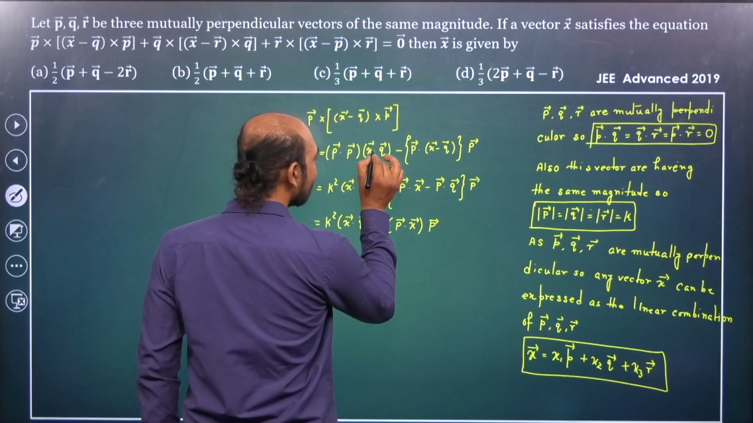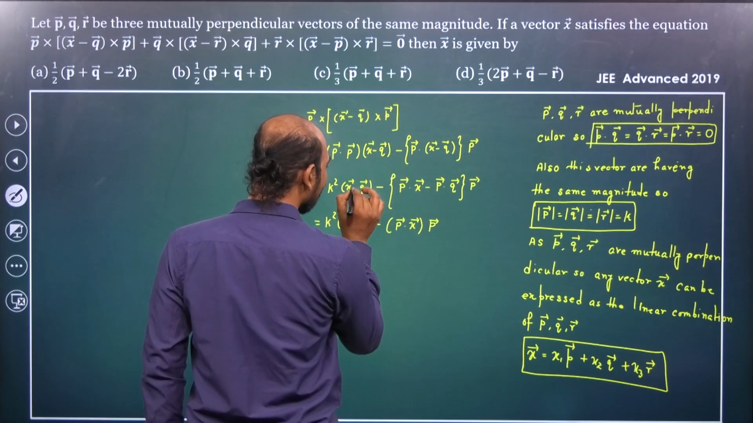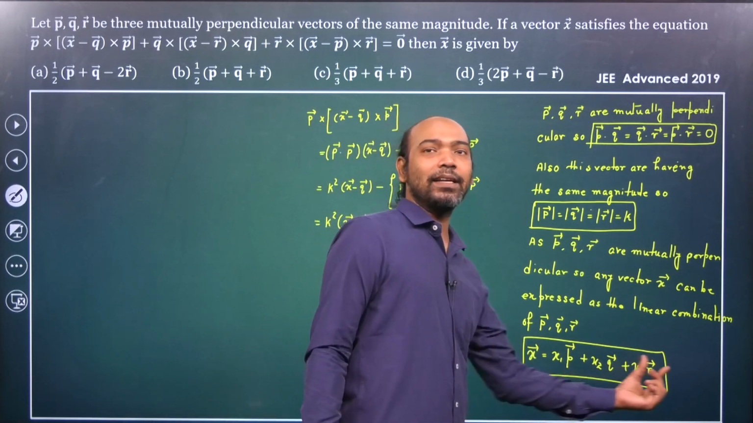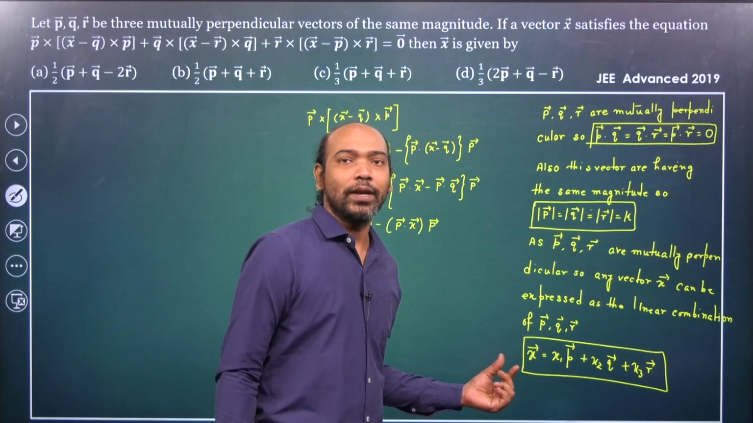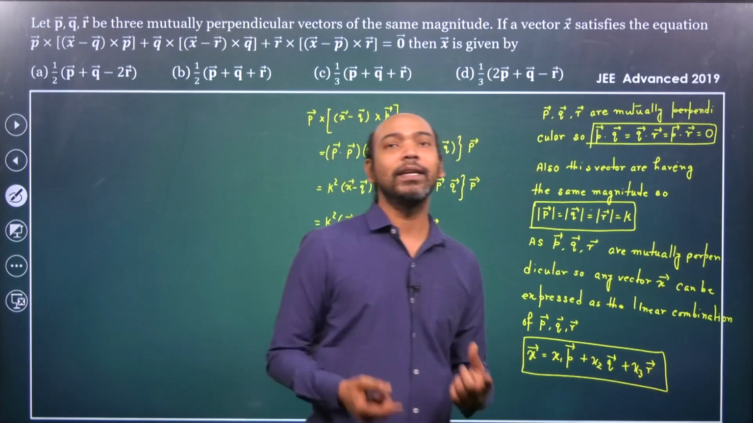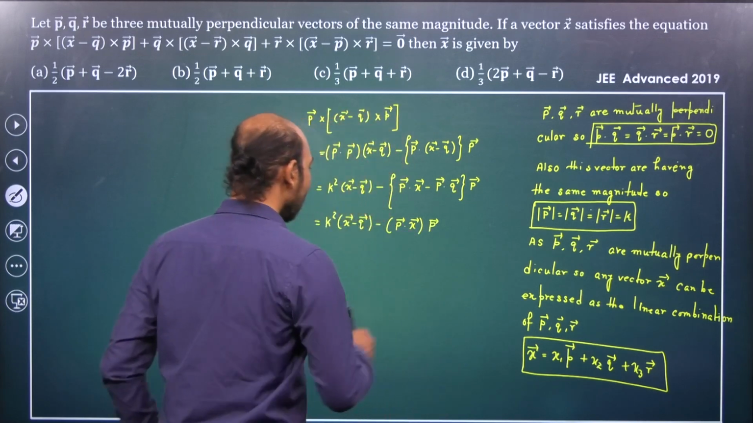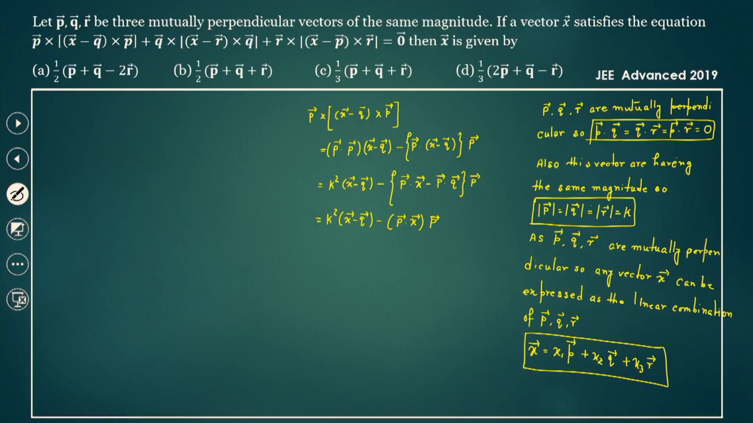Here I just missed the sign. This is minus, okay? Now see that P dot X, we already calculated the vector X, right? So if the vector X is calculated, we need to calculate what is P dot X. So therefore we need to take a dot product, right? So let's go ahead. If I calculate that P dot X now, we'll get it as K square.